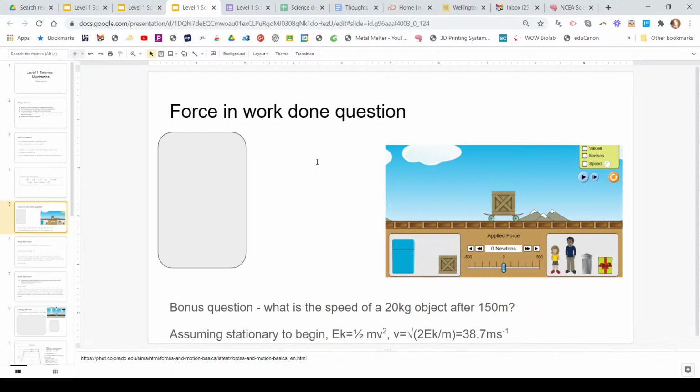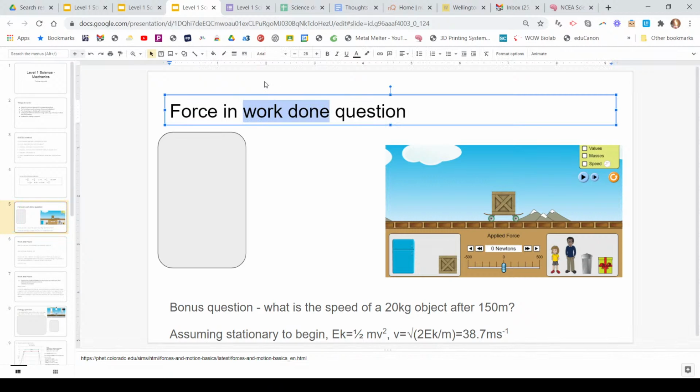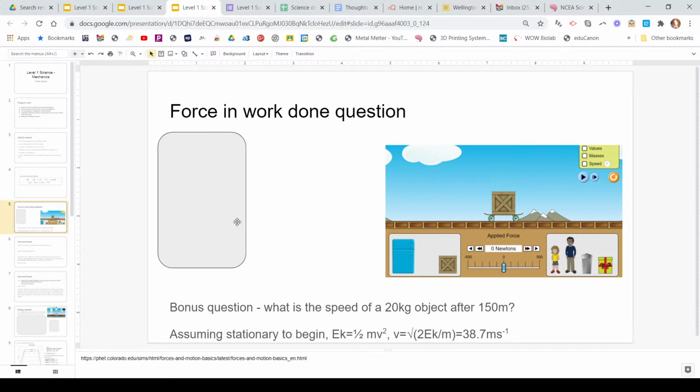So one of the biggest questions from you guys in the form around mechanics was to do with force and power. Sorry, I should say work done and power. And so what I've got here is a question about force in relation to work being done. Work being done is just another term for energy, so don't be confused by that.